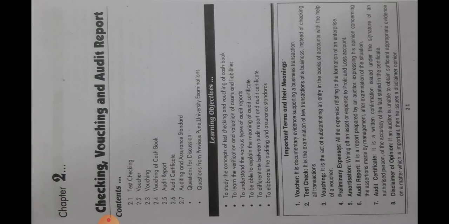What are we going to learn in this? To study the concepts of test checking and vouching of cash book, to learn the verification and valuation of assets and liabilities, to understand the various types of audit reports, then to be able to explain the meaning of audit certificate, to differentiate between audit report and audit certificate, to elaborate the auditing and assurance standards. This is the purpose of chapter 2. These are the objectives we are going to learn in this chapter.